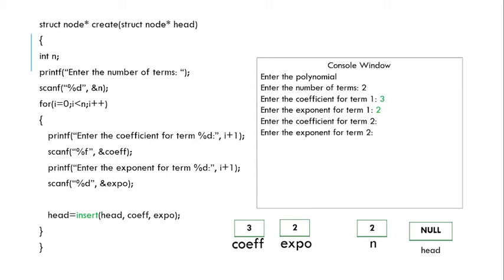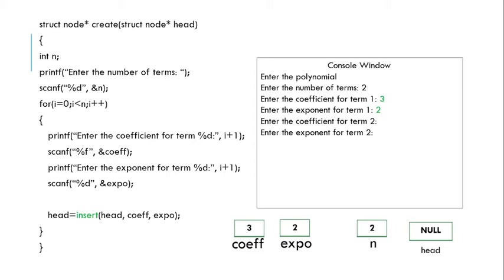So the user will enter the coefficient of the first term. It is declared as a floating point value. We can enter 1.5 or 2.5 like that. Then the user is asked to enter the exponent for the term 1. So for the first iteration of the for loop, I is equal to 0. So I plus 1 will print value 1.